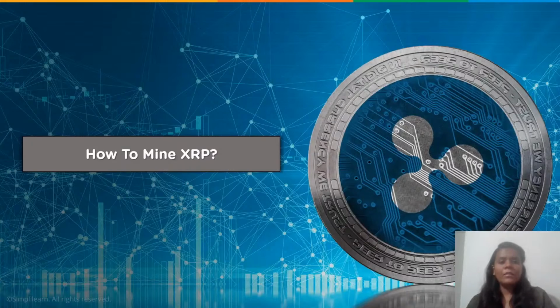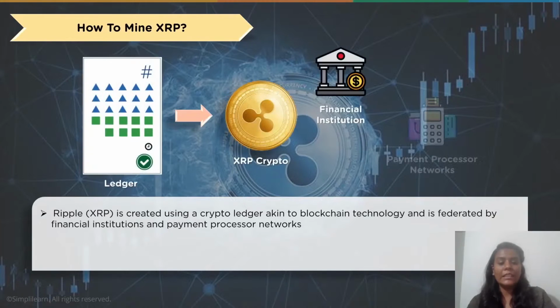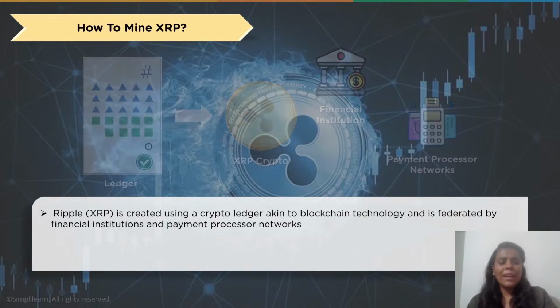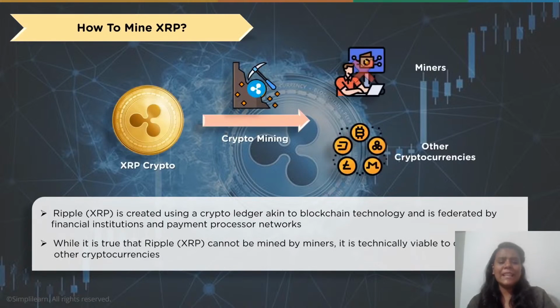Ripple or XRP is created using a crypto ledger that is akin to blockchain technology and is federated by financial institutions and payment processor networks. While it is true that Ripple XRP cannot be mined by miners, it is technically viable to do it using other cryptocurrencies. So one of the most viable techniques for mining XRP is to mine other cryptocurrencies such as Bitcoin and Ethereum and then transfer the mined crypto for Ripple through exchanges. And that's how the mining is done.